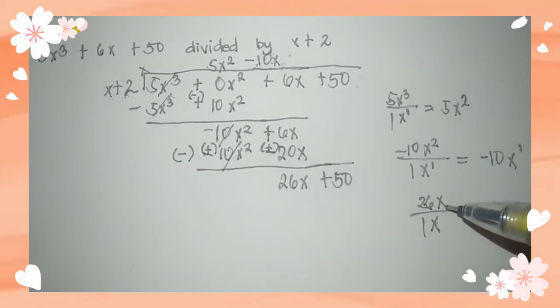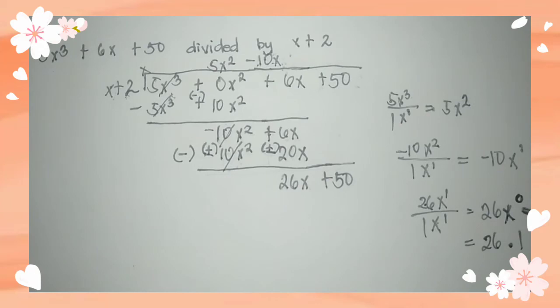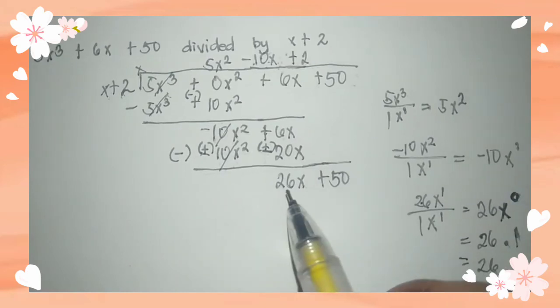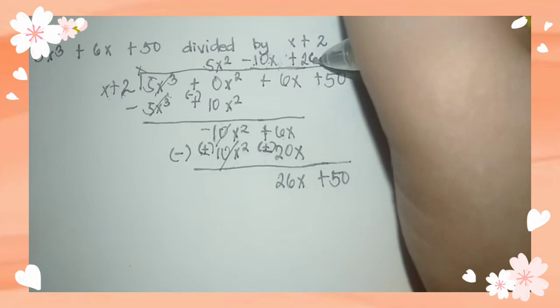And x divided by x, since meron tayong exponent of 1 and exponent of 1. So, 1 minus 1 is 0. So, we have 26 times 1. Since any variable and exponent raised to 0 is equal to 1. So, the answer is 26 only. So, 26x divided by x is equal to positive 26.